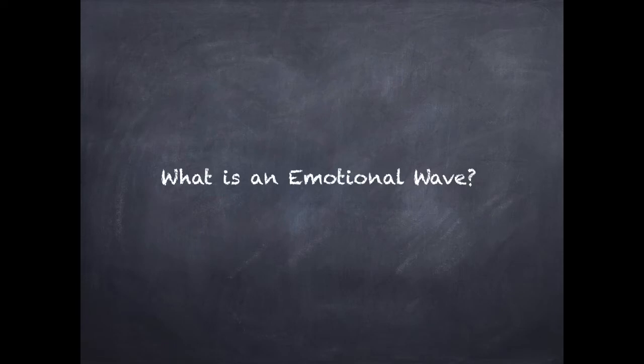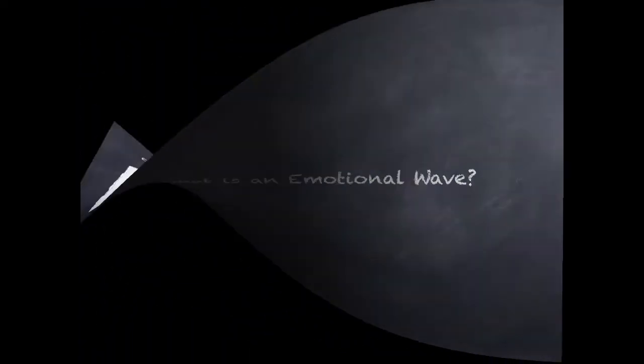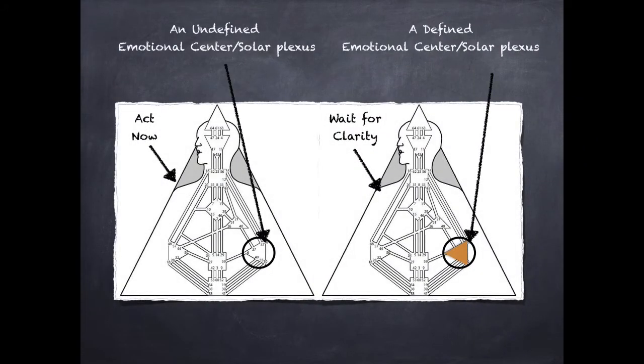So we just talked about how a strategy would work for a manifestor who wasn't emotionally defined. But what if they were emotionally defined? And what is an emotional wave? If someone is defined emotionally, or they have a brown triangle on the right-hand side, then that means they have an emotional wave. And because they have an emotional wave, that affects their strategy. And what that means is that when you're undefined emotionally and a decision comes up, you should act in the moment and make the decision. But if you're defined emotionally and a decision comes up, the theory is that you're supposed to wait for your emotional wave to make a decision, or in the case of the manifestor, to act on an idea.